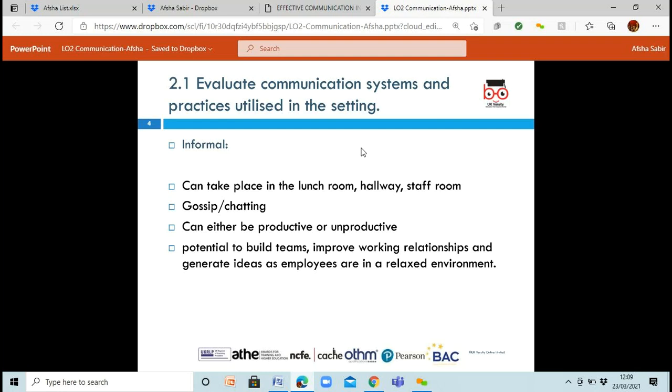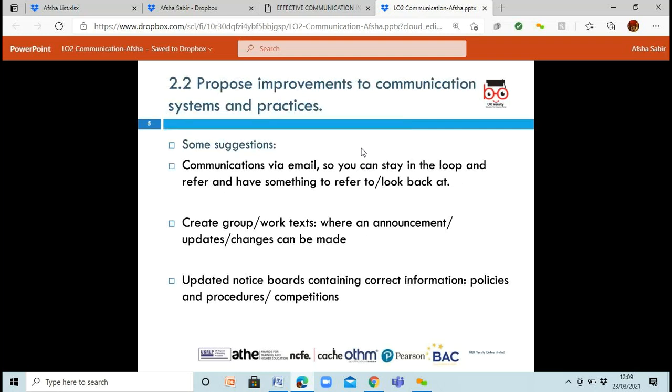So that was just quite simple, communication settings, how we do them, how they take place. So when you're answering 2.1, all you've got to talk about is formal and informal communication, how it's used within a workplace. It's quite simple, this one. You'll notice that the whole of this section is quite simple as we get onto it.